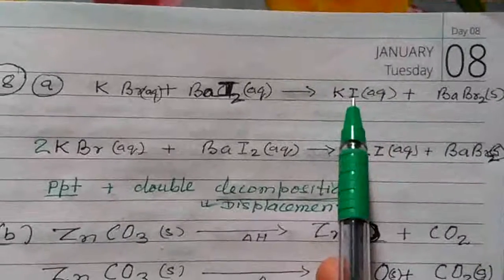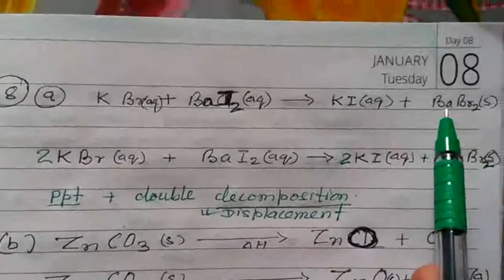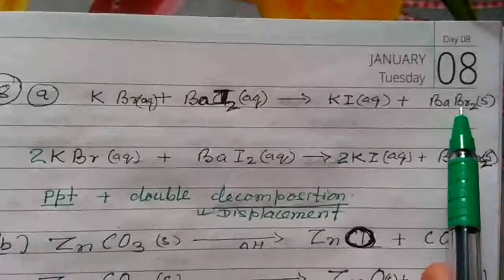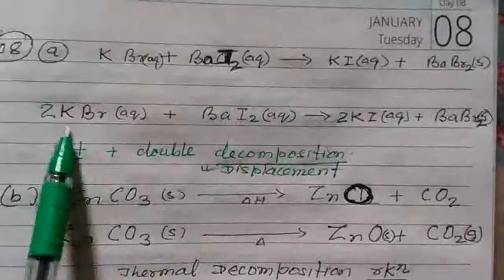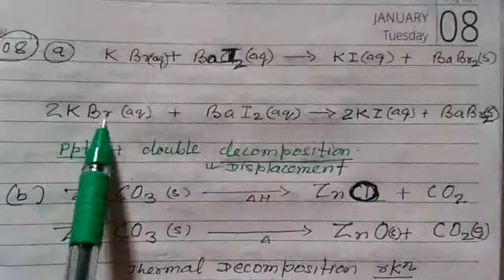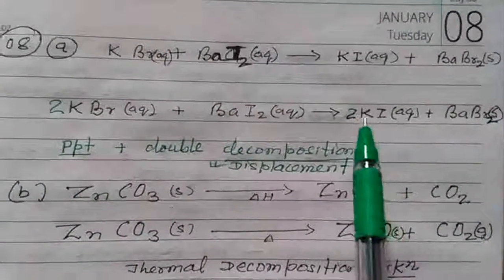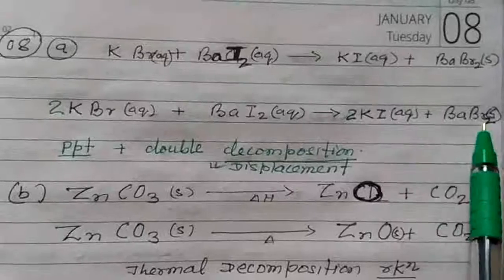Potassium iodide is monovalent each. Again, barium is bivalent, bromine is monovalent, so 2 is written here. So in this way, when you balance it, try to understand it. Potassium bromide, barium iodide, potassium iodide, barium bromide.